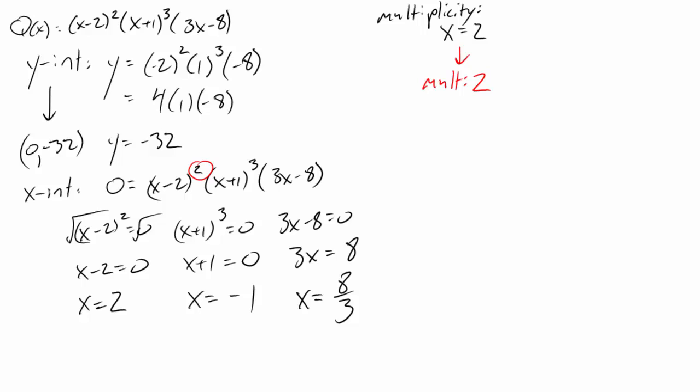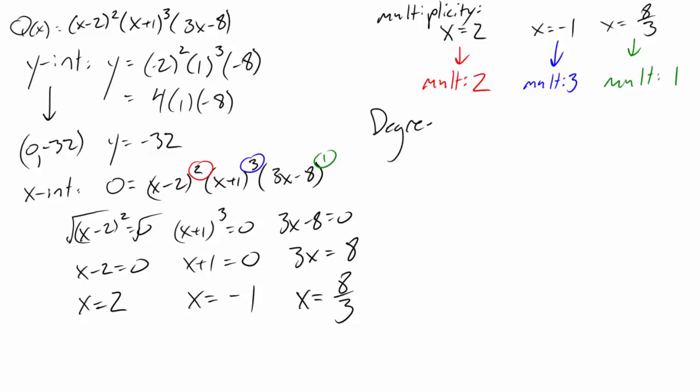Similarly then for the zero of x equals negative 1, here we had a multiplicity of 3 based on the exponent that was on that factor. And then for the zero of x equals 8/3, the exponent there is assumed to be a 1, so that tells us we had a multiplicity of 1 for that particular zero.